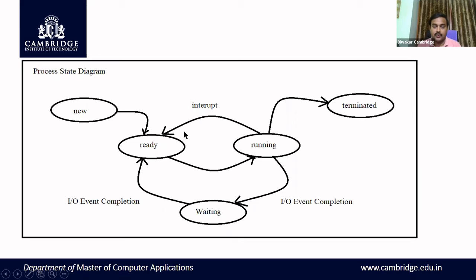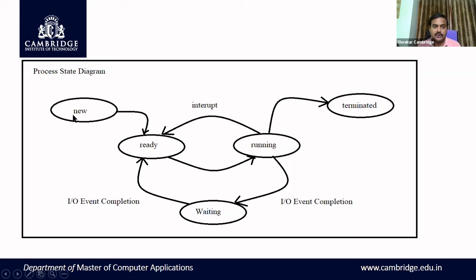Now see here, when a process is created, it will be in a new state, right? So the newly created process will come to the ready state, right? Then after the process comes to the ready state, it comes to the running state. When the process has run successfully, it will be terminated, right?